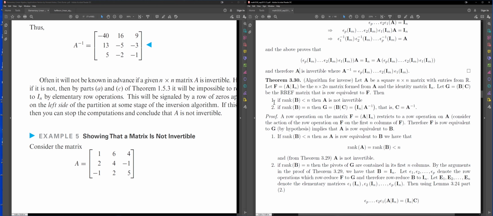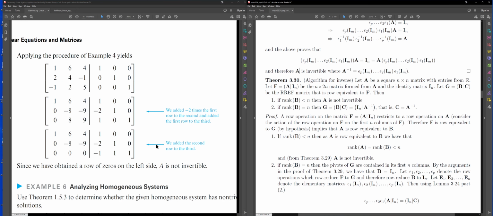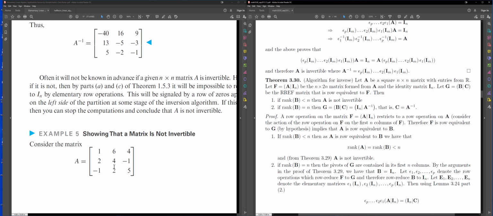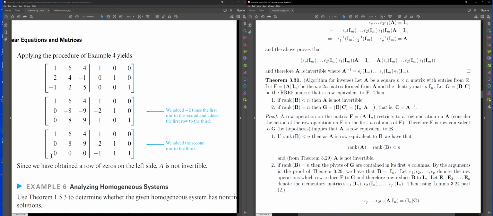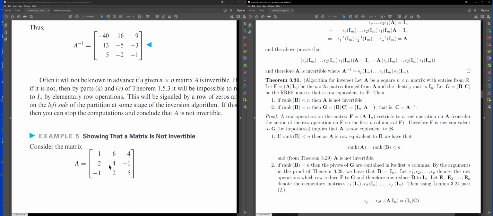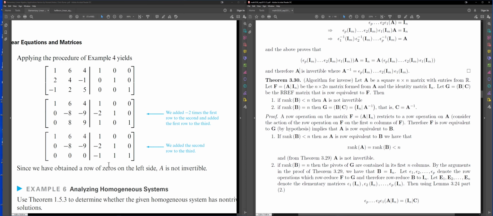And that in fact is case 1 over here. The B over here is referring to the left-hand side of this last 3 by 6 matrix. So if the rank of B is less than 3, which is the size of the matrix, then the original matrix is not invertible. But as I said, if when you do it you just get a row of zeros, then this original matrix is not invertible. You want to compare it.